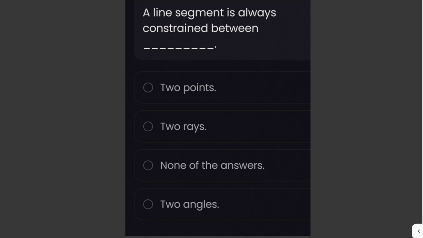A line segment is always constrained between 2 points. The answer here is 2 points. So a line segment is specifically constrained by 2 points. If not constrained, it would just be a line, and lines go on in either direction for infinity.